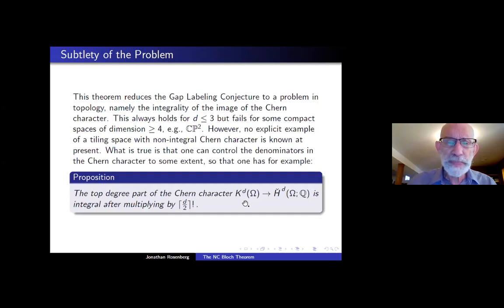So you can give the following statement. The top degree part of the Chern character is integral after you multiply by basically d over 2 factorial, where the d over 2 is rounded up, and then you take the factorial. So it means you don't miss the integral cohomology by all that much, but you, in general, do miss it.